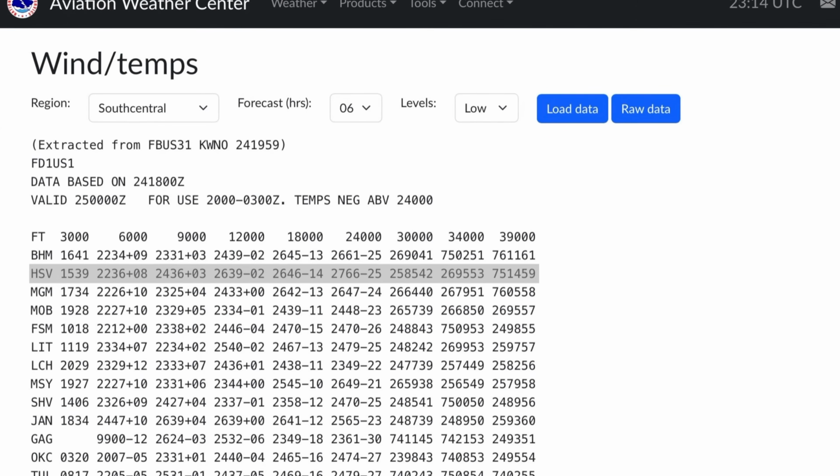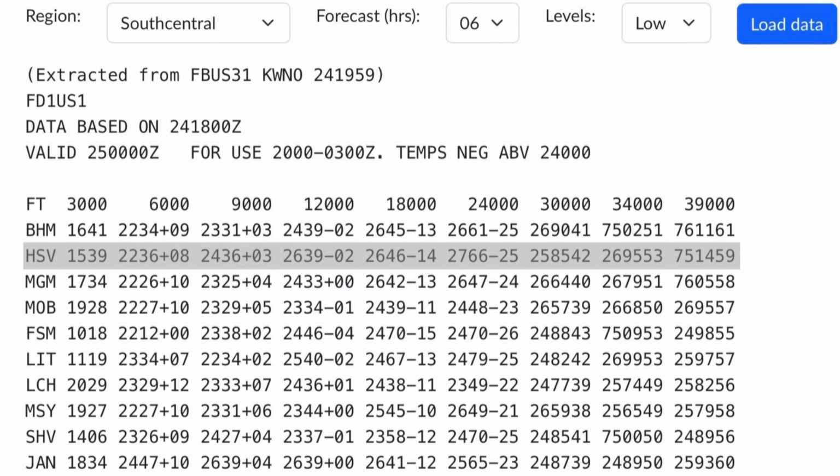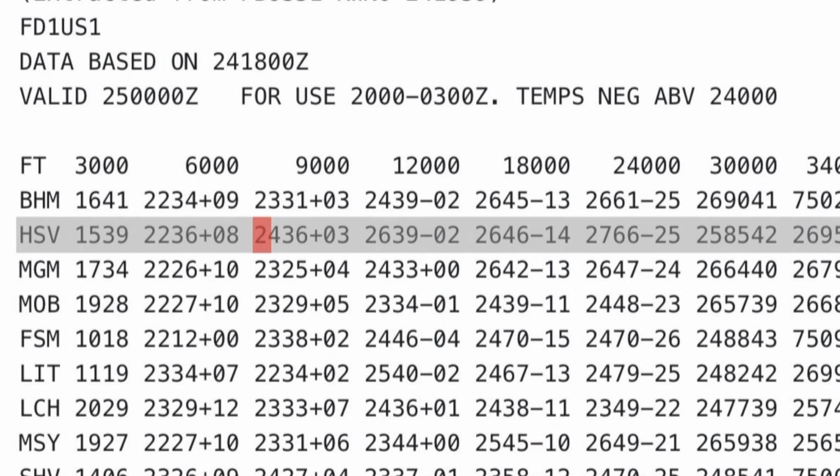Most of the time, you'll see a plus or minus sign to indicate whether the temperature is above or below 0. However, above flight level 240, all temperatures are assumed to be negative. So, if we look at the forecast for HSV or Huntsville, we can see that the winds at 9,000 MSL are forecast to be from 240 at 36 knots and plus 3 degrees. At 12,000 MSL, the winds change. They're now forecast to be from 260 at 39 knots and minus 2 degrees Celsius.